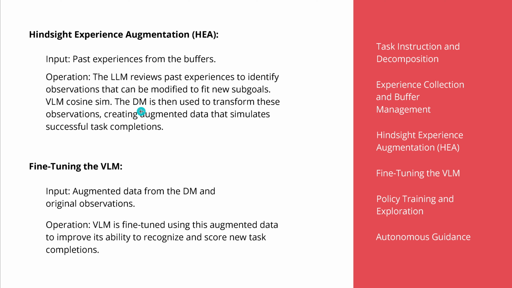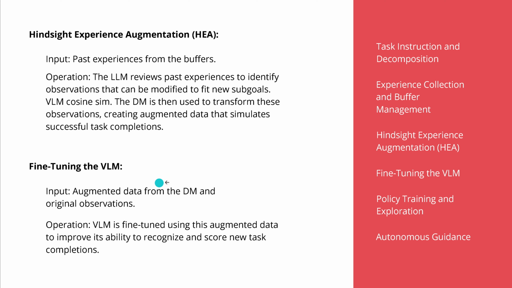And then if we have nothing that we can use, the diffusion model is used to transform this observation, creating augmented, modified, different color, different background, different form, different shape, different volume, whatever, that simulates successful task completion. If we have this new data, we can now fine-tune our vision language model.